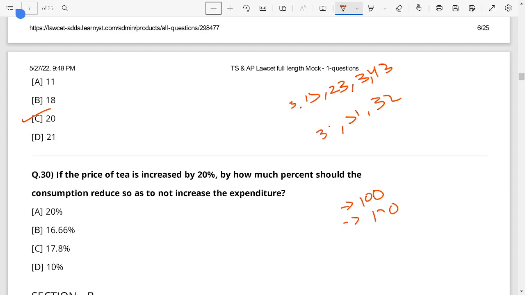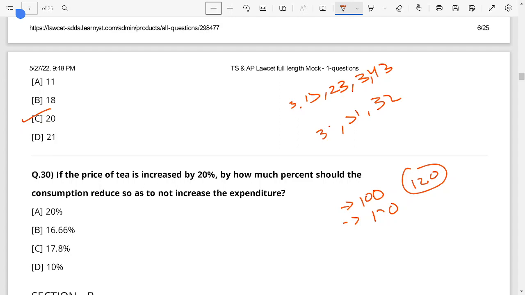Okay, 120 now. This is the new price. So 120 is the new price of the tea. Now, by how much percentage should the consumption reduce so as to not increase the expenditure? So basically, for anyone who needs to reduce the consumption of tea so as to not increase the expenditure on tea, you have to remember a particular formula. Just look at the formula here.